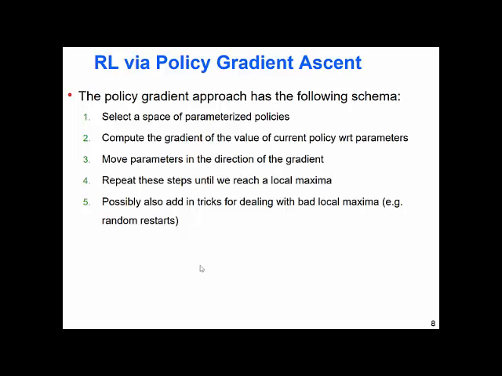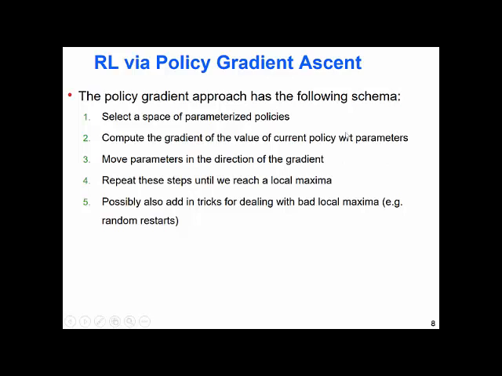So what we need to do is select a space of parameterized policies. Right? I just showed you one example of a neural network that if you change its weights, you're going to get a different policy, for every weight change. So the parameters are the weights of the neural network. Then you need to be able to compute the gradient of the value of the current policy with respect to the parameters. So that's more complicated than just one line here.